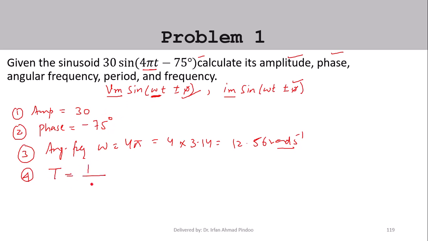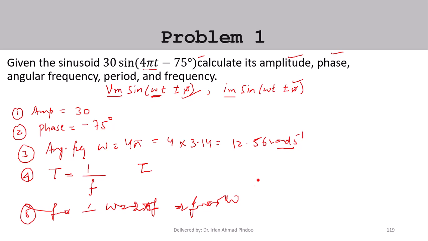1 upon frequency. But both the values are unknown to us as of now. So what we can do is, we can also write that time period is equal to 1 upon frequency. Because omega is given, omega is 2 pi f, right? So we can say frequency is nothing but omega upon 2 pi.